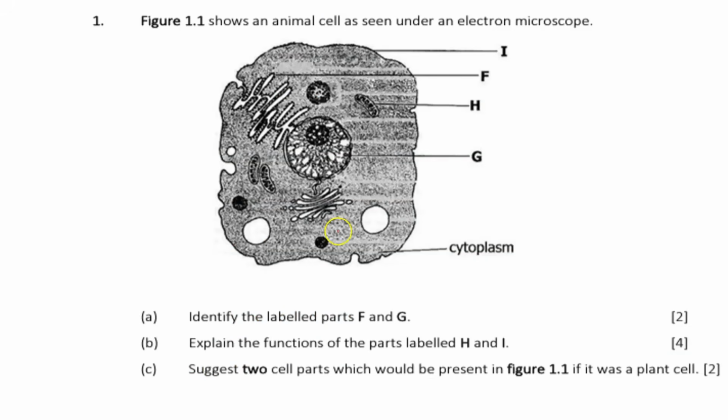So the next question is this one, and if you look at it, it is the detailed one. So let us look at this one. They say figure 1.1 shows an animal cell as seen under an electron microscope. So this is an advanced kind of microscope where you see the detailed part of it. So now this is an animal cell. Now the detailed one. The first question is identify the part F and G. Where is F? So F is right here.